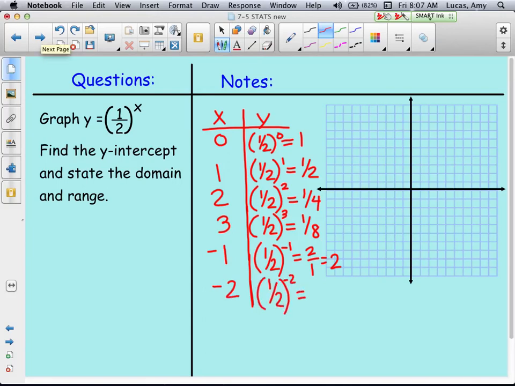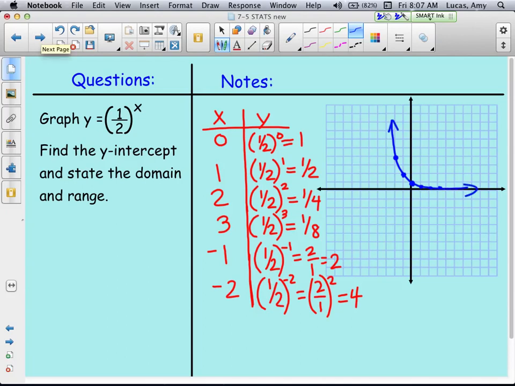If I flip this over and change to a positive exponent, I will get 4. So now if I graph this and take a look at it, 0, 1, 1 is 1/2, 2 is 1/4, so these are getting closer and closer to the axis. And then negative 1 is 2, and negative 2 is 4. So you can see the curve here.